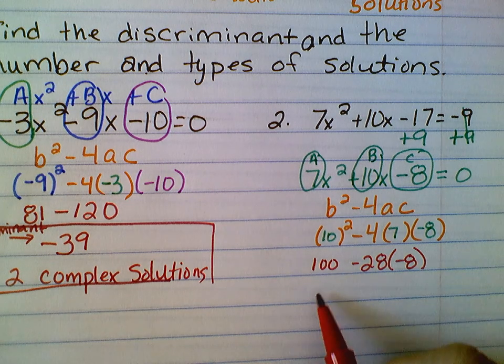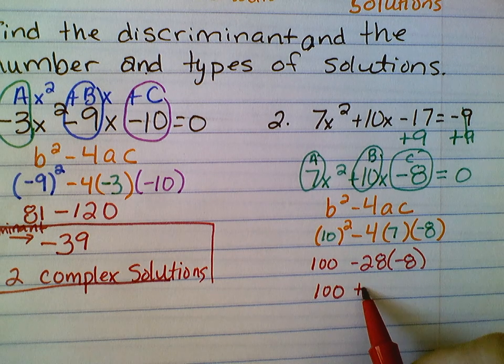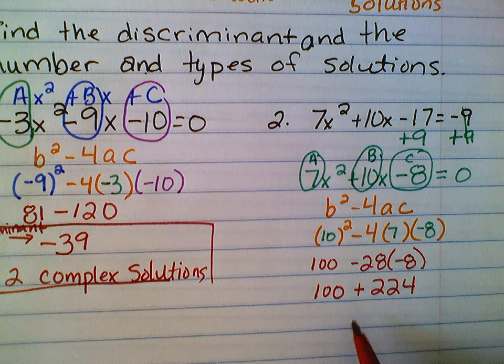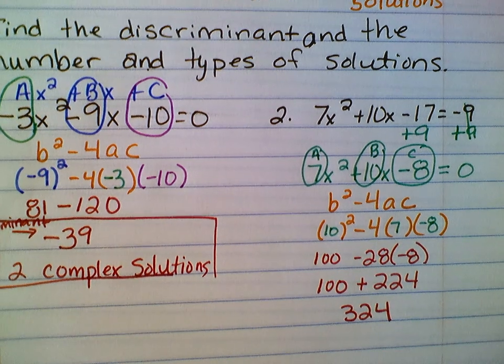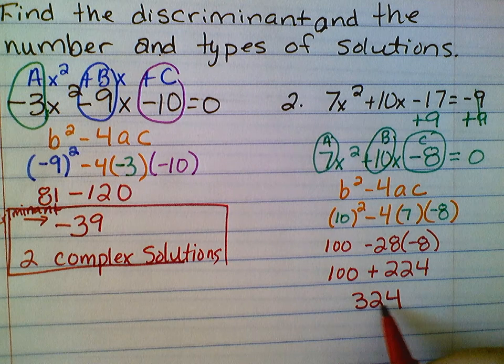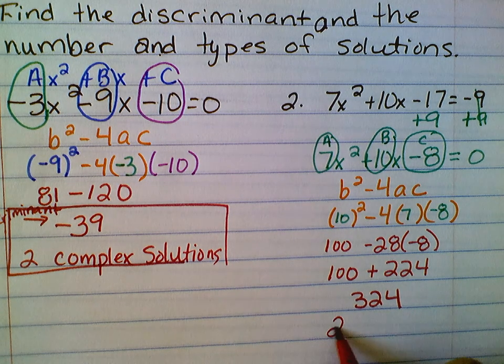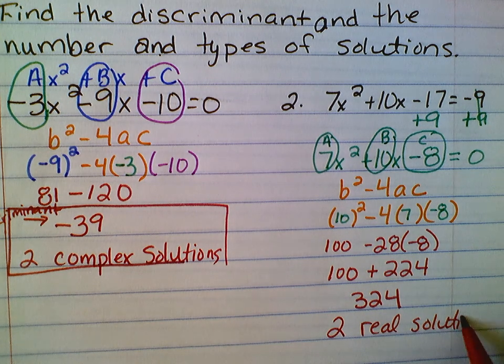All right, so now we have 100. Negative 28 times negative 8 is a positive 224. And when I add those together, I get 324. Now, this is a positive number. So if I take the square root of this number, I will get a positive answer and a negative answer. So I will get 2 real solutions.